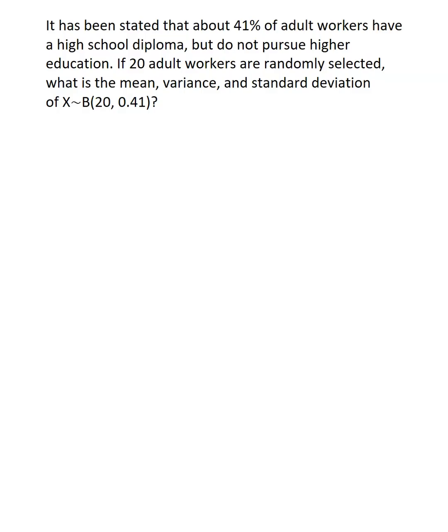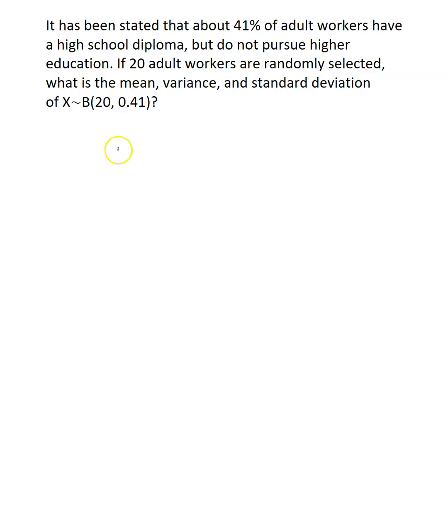It has been stated that about 41% of adult workers have a high school diploma, but do not pursue higher education. If 20 adult workers are randomly selected, what is the mean, variance, and standard deviation of x that follows a binomial distribution of 20, 0.41? Okay, it's all written very crisply for us. So let's start off with what we have.